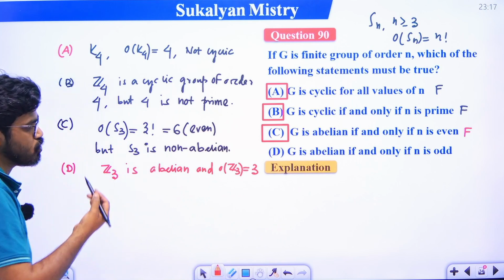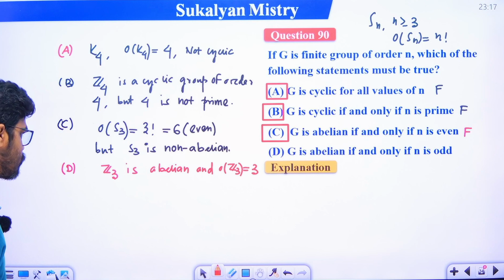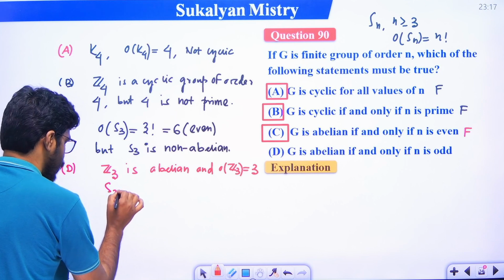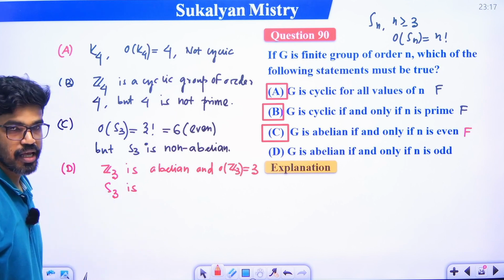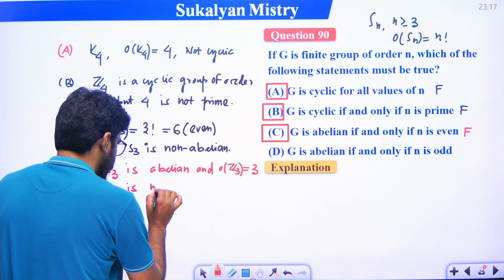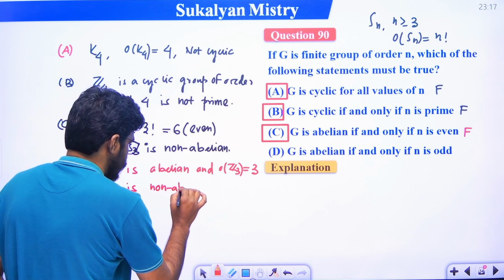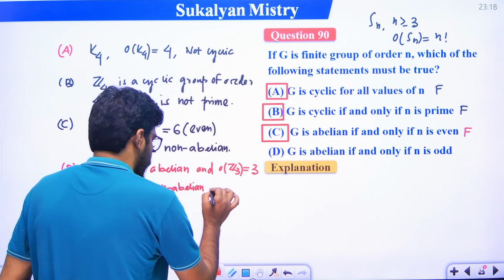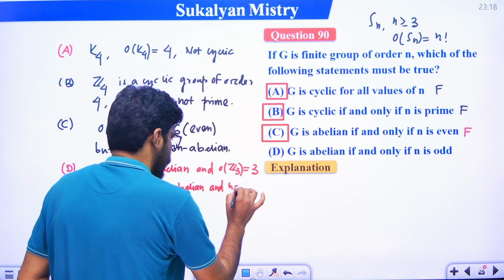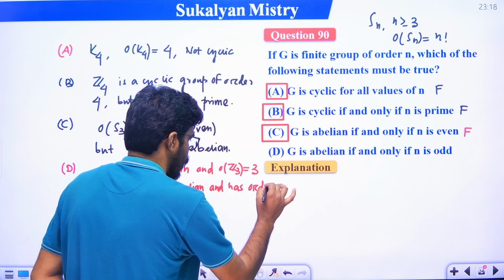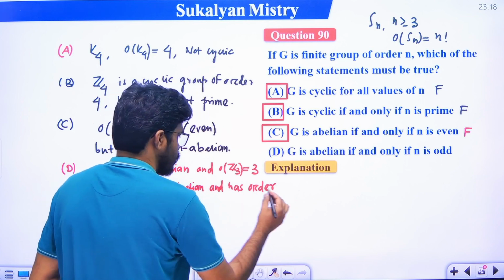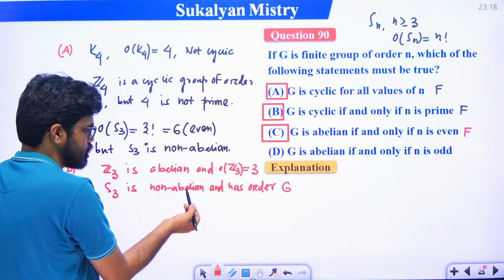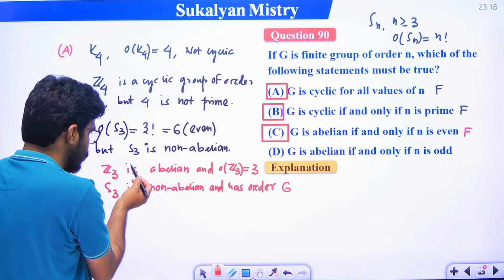Now if we consider the group S3, S3 is non-abelian, right? S3 is non-abelian, and what is the order? What is the order of S3? That is 6. Look, here the order is even, but the group is non-abelian; in the other case the order is odd, and the group is abelian.